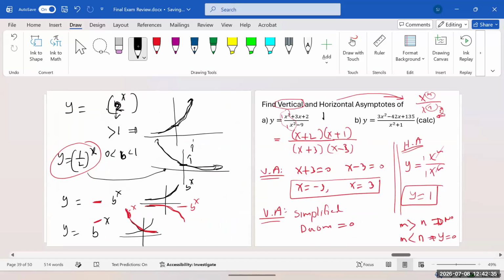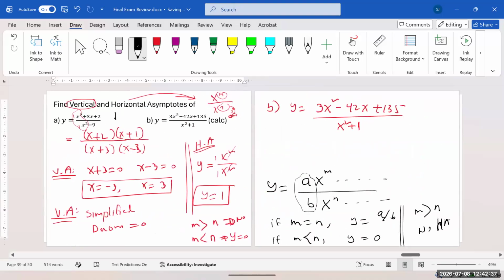And if you want to refresh your memory more, you can watch the recording for the transformation of exponential.